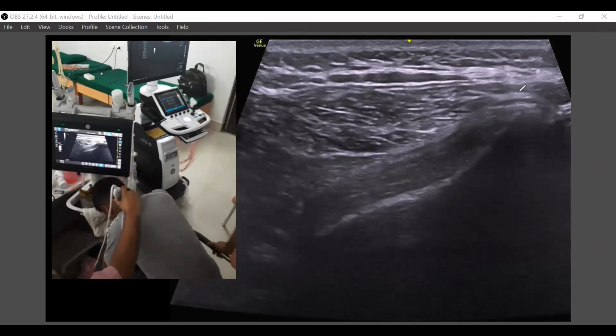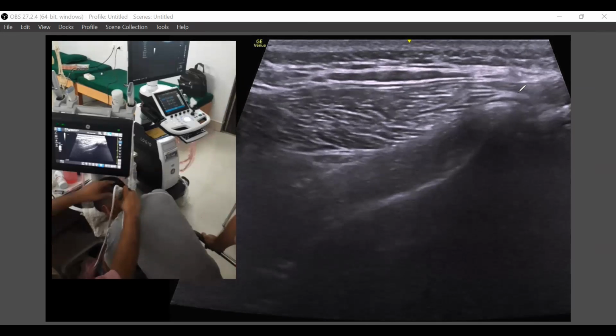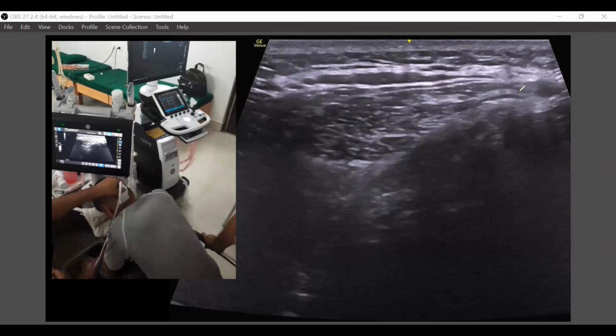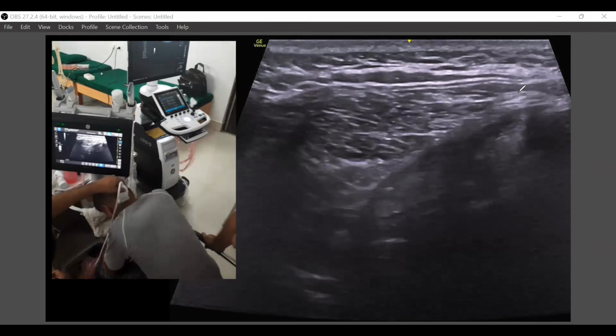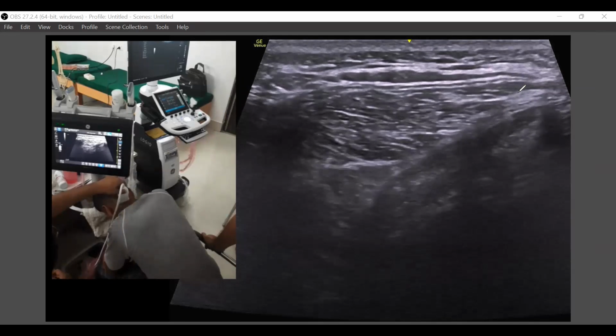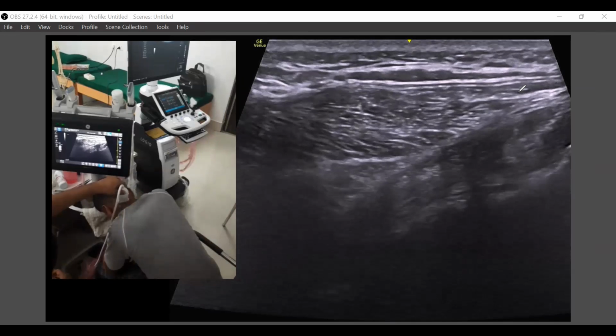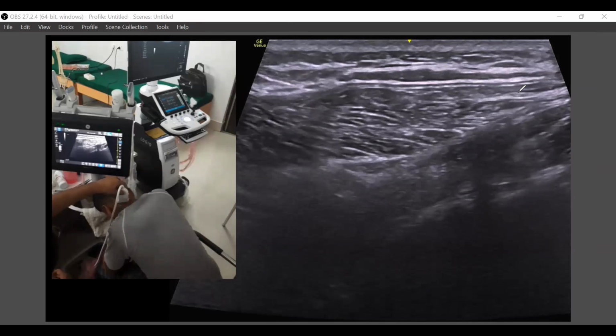Now what I'll do, you see what I'm doing, look at my probe position. I'm just rotating my probe. It was initially like this. So now I'm rotating the probe like this. That means the lateral end of the probe, the aspect marker, I'm rotating towards C1. See, I'm rotating like this.